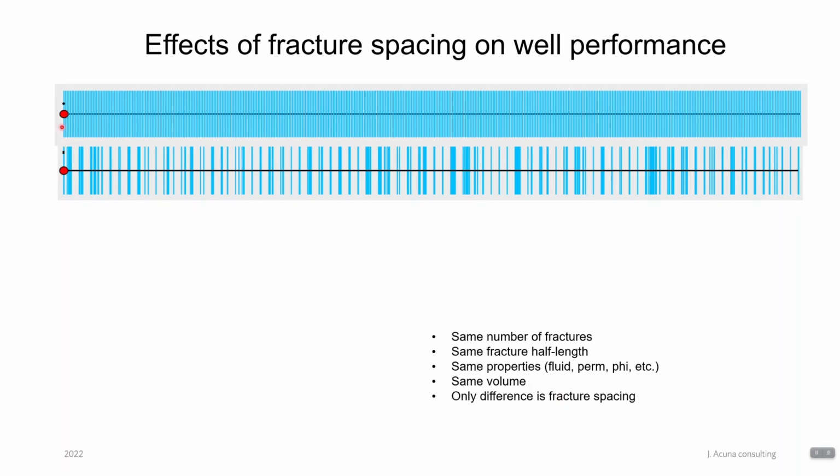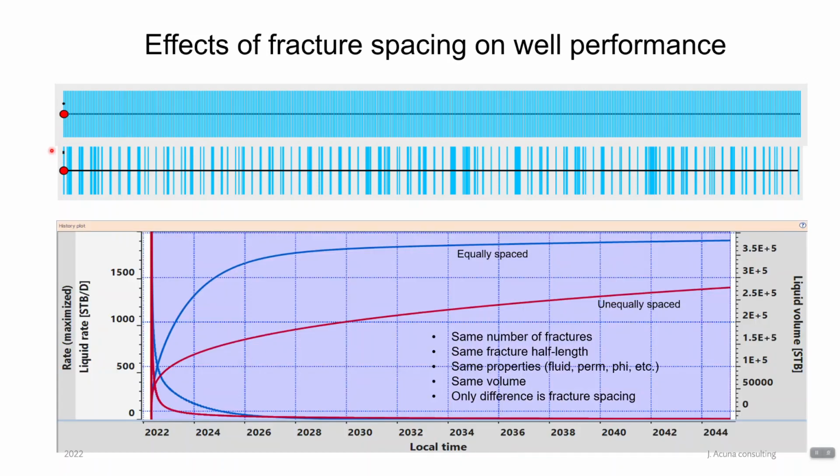Now, when we impose the same pressure history to both wells, this is the response that we get. The upper curve is cumulative production. The lower curve is flow rate. The blue corresponds to the equally spaced model. The red corresponds to the unequally spaced model. You immediately see a dramatic difference between the two responses. So what we find from this example is that the fracture spacing is a parameter that determines the performance of the well, much more than we would like to believe.